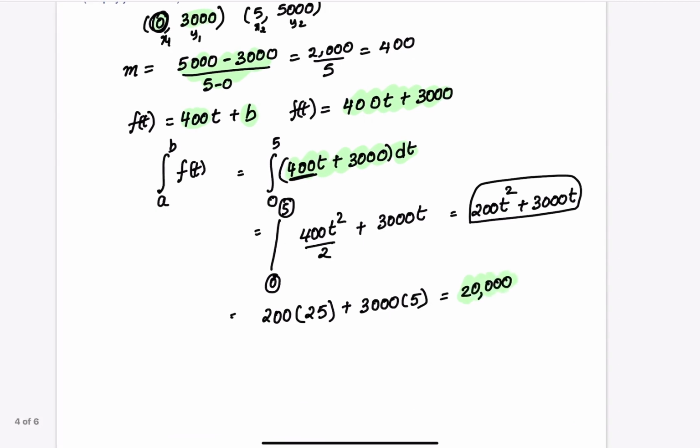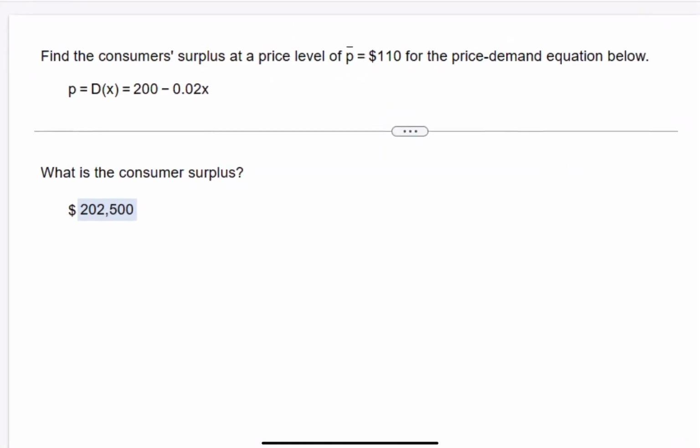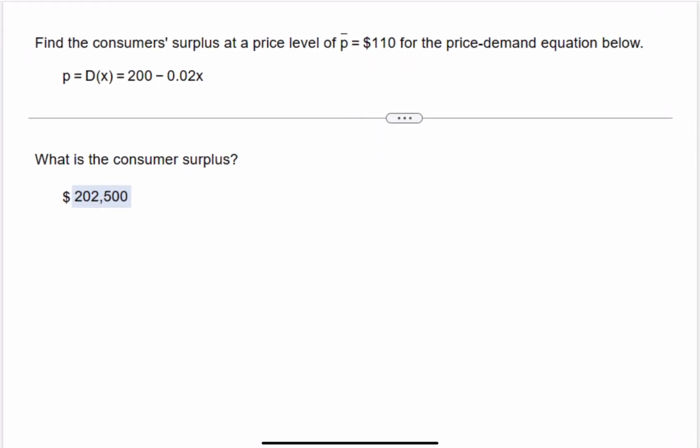Fair enough. Now let's go ahead and take a look at the next problem. Here it says find consumer surplus at price level of P is equal to 100 for the price demand equation below. Now, before I go ahead and talk to you about what this is, just go ahead and do the problem. It's very important. I want to talk to you about what exactly is this consumer surplus.